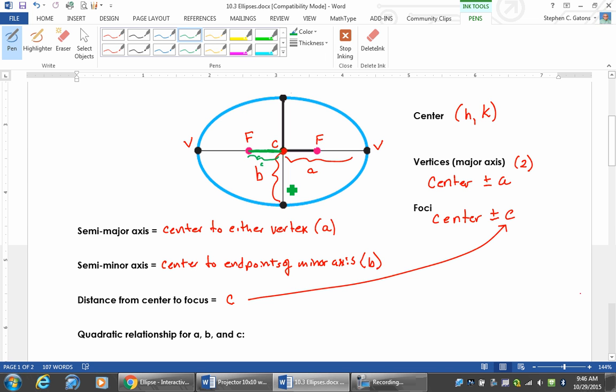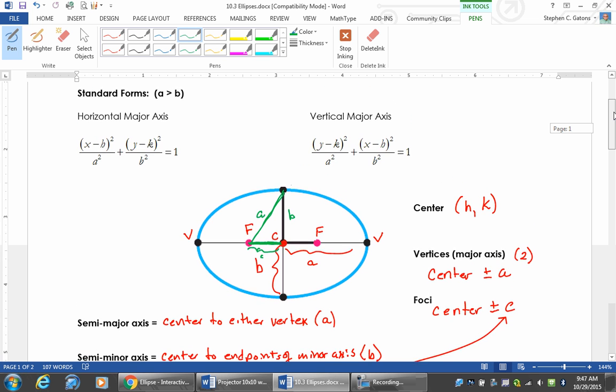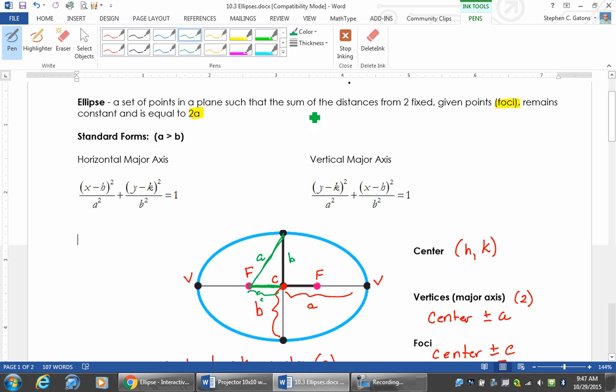And there is a quadratic relationship that relates A and B and C. This is C, this distance that I've got highlighted in green. This distance from the center to the endpoint of a minor axis is B. And this has to be A because of the definition. The definition says that the sum of the distances from two fixed points remains constant and is equal to 2A.